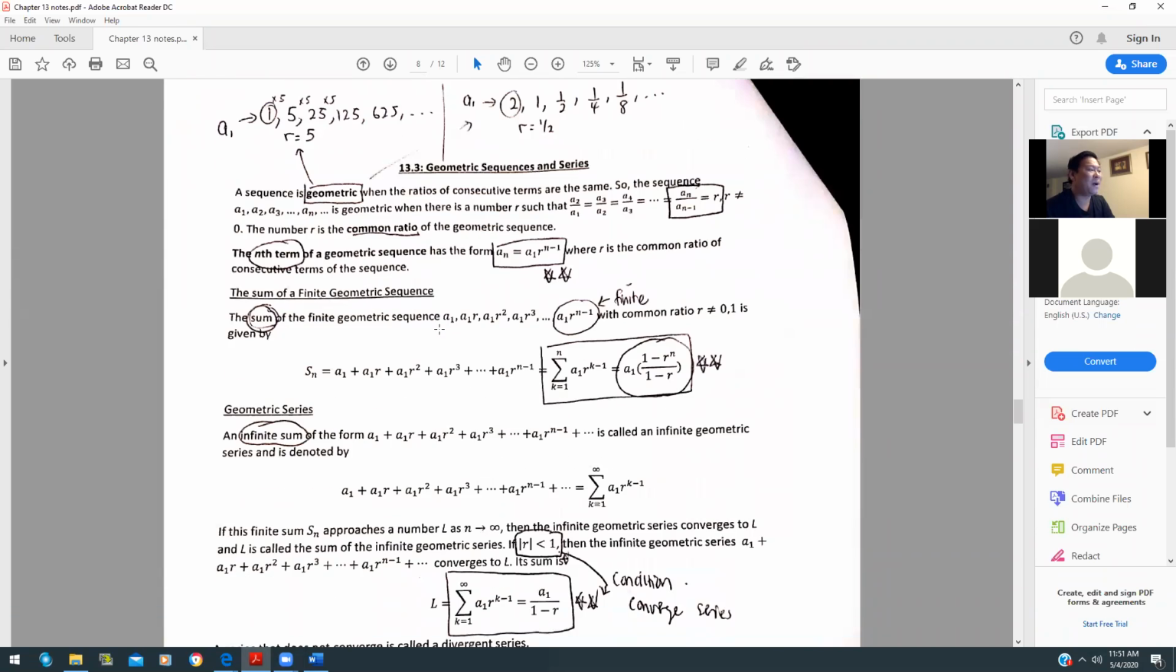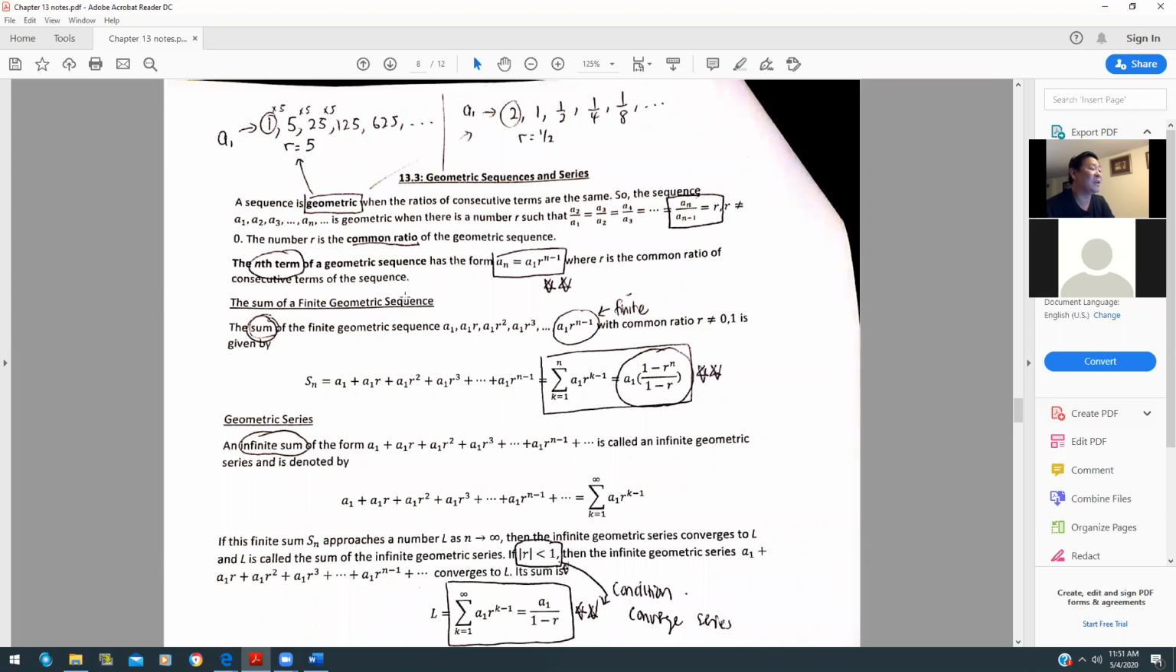The most difficult part is the geometric sequence and series. This is the one that is a bit more difficult because now we don't add, we multiply. So don't forget that when you multiply, like 1 to 5 to 25, you are multiplying by the same number, 5, and that is your r. We don't use d here, we use r, and we call it the common ratio. Your r can be a fraction too, like 2, 1, 1/2, 1/4, 1/8.